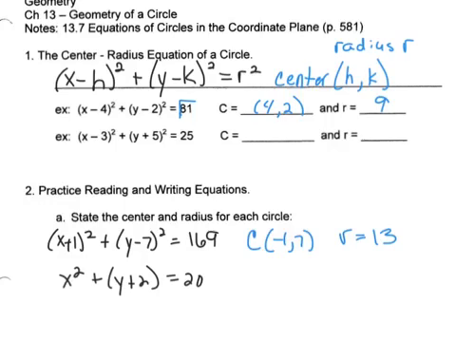In my second example, I have x squared plus y plus 2 quantity squared, and that's equal to 20. In this case, when I don't have anything added or subtracted to the x, that value is going to be 0. So my center is going to be 0, negative 2, and the radius is the square root of 20, which if you simplify, is 2 radical 5 when you're done.